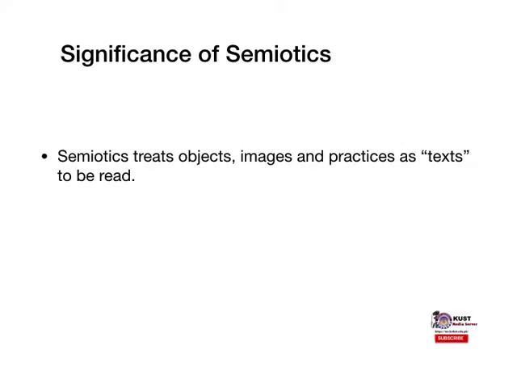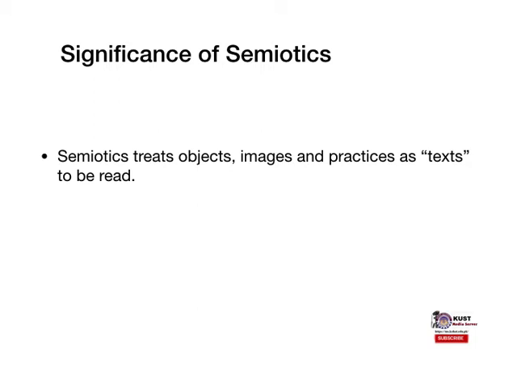So these kinds of things, when you study particularly race, ethnic identity, and media representations, semiotics can be very helpful. And this is why semiotics is an amazing way of analyzing cultural and media texts. Semiotics treats objects, images, and practices as texts to be read. It can be applied to objects, images, practices, and texts. You can analyze films, advertisements, an object, a statue.